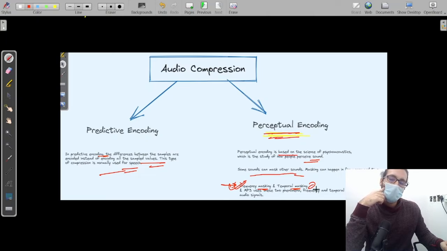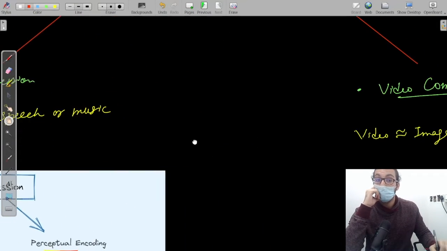And then temporal masking: when we are listening to very loud audio, like I'm wearing earphones and listening at a very, very loud volume, and when I remove those earphones, for a few seconds I can't hear anything. That's temporal masking. And MP3 uses these two phenomena, frequency masking and temporal masking, to compress audio signals. This is how audio compression works.